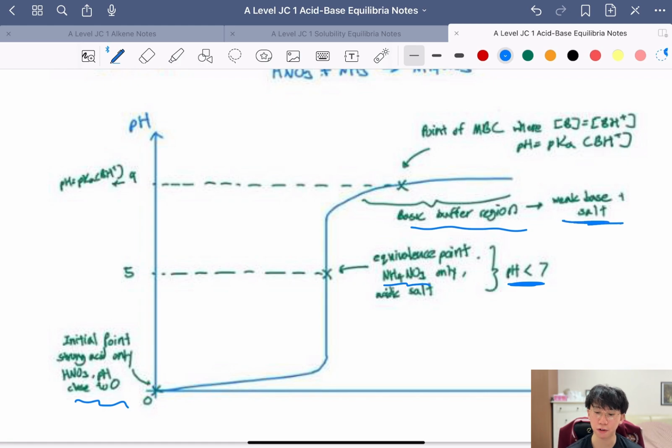And the point of maximum buffer capacity is where the concentration of your base is equal to the salt itself. And therefore, your pH is going to equal the pKa of the BH plus salt. Because remember, at the maximum buffer capacity, the concentration of your base is equal to the concentration of the acid. And if you use the Henderson-Hasselbalch equation, pH equals pKa plus log B over A, and this is log 1, which is 0, we can already tell that pH will equal the pKa of the acid at that maximum buffer capacity.